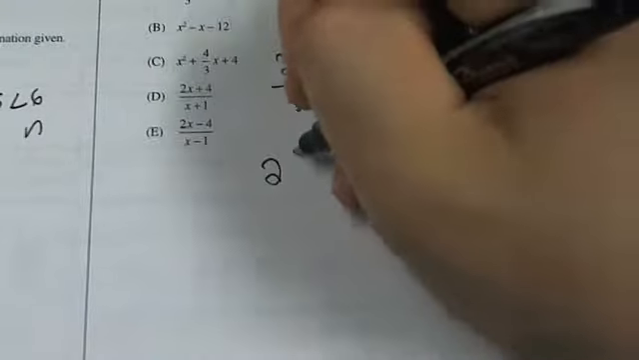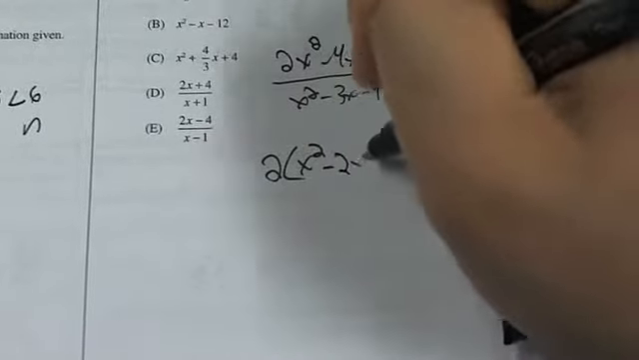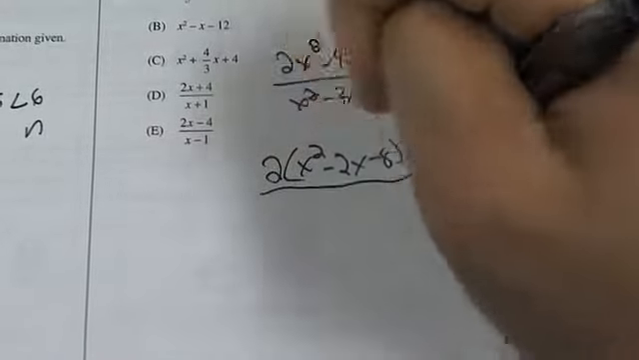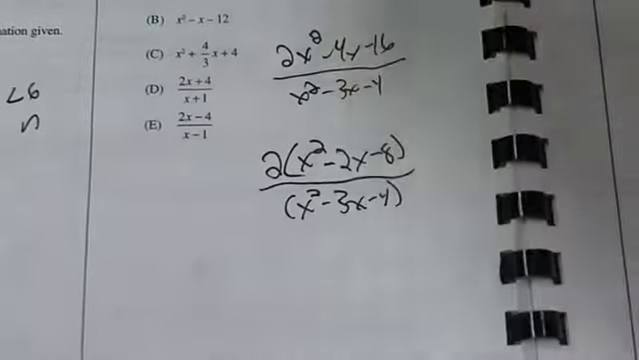Let's break it up. Let's make it simple. Take out the 2 from the top: 2 times x squared minus 2x minus 8, divided by x squared minus 3x minus 4. Now you have to factor. The 2 stays here.